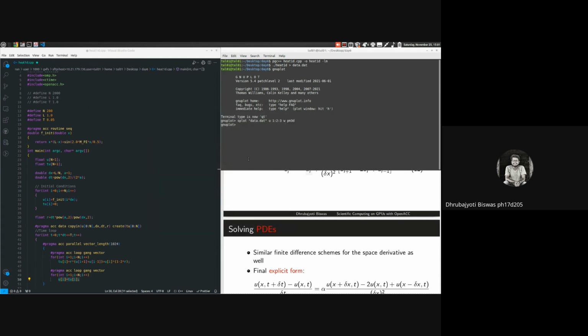Okay, since we now know that the solution is more or less okay, we will run it on the GPU and see how fast it runs. We will use a larger system size for that. Okay, now I have saved it. Let's compile it for the GPU then.